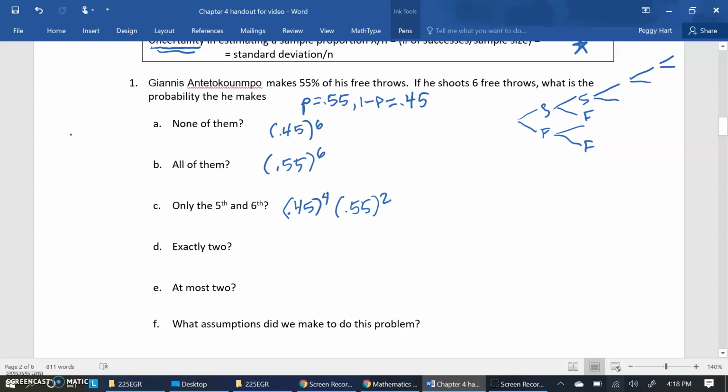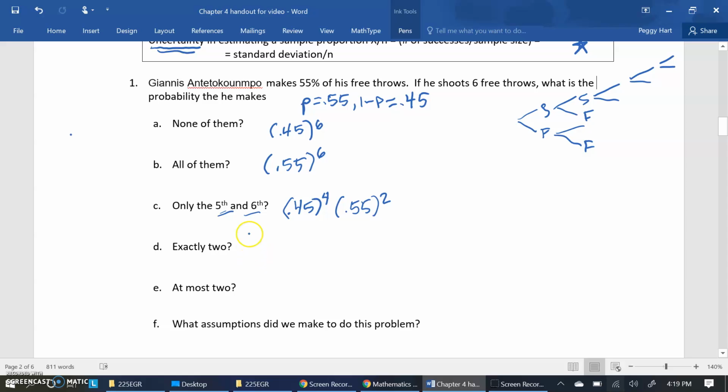I'm not doing the calculations right now. But what's the probability he makes exactly 2 of them? Notice only the 5th and the 6th is 2 of them. But what if it was the 1st and 2nd? That could also happen. Or the 3rd and the 5th. Or the 1st and the 6th. Notice there are lots of ways that exactly 2 happens.